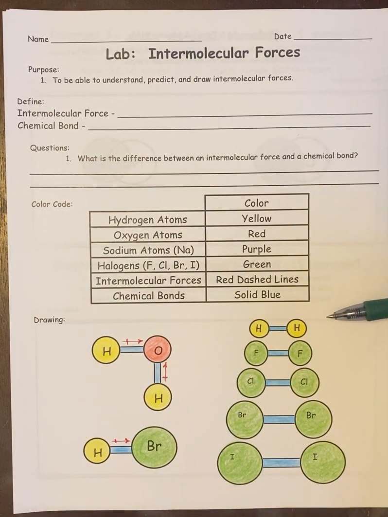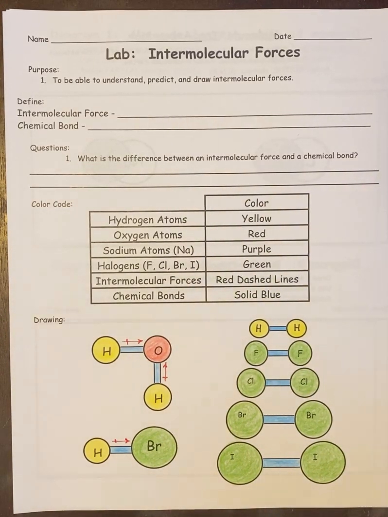I've got a color code here, so it shows you how to color them. I colored them in for you, at least for this first one. You're going to be coloring these in as well, so the front page of your lab should be colored, as should your entire lab. Hydrogen atoms are going to be yellow, oxygens are red, sodiums are purple, halogens, which is from F straight down, are green. Intermolecular forces are going to be a red dashed line. There are none pictured here. Once you actually put multiple molecules together and show how they attract to each other, that's the actual intermolecular force. And then chemical bonds are in the blue.